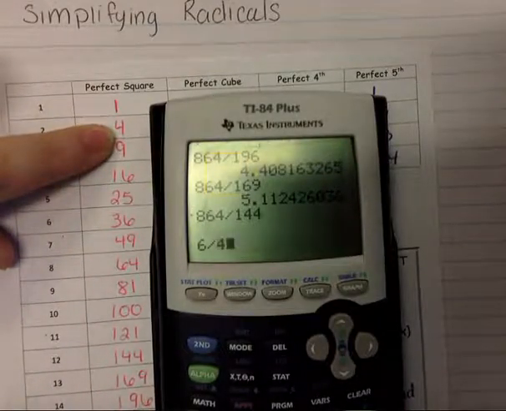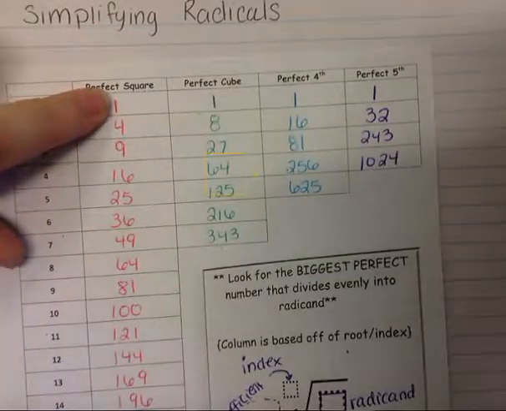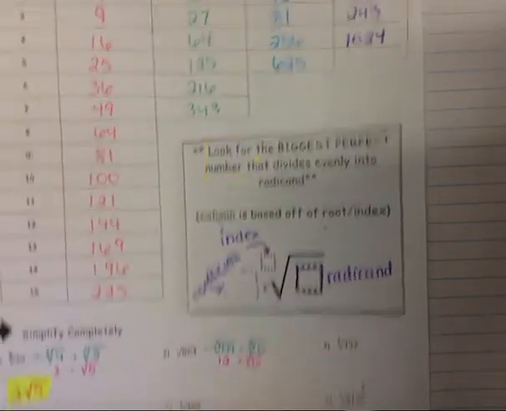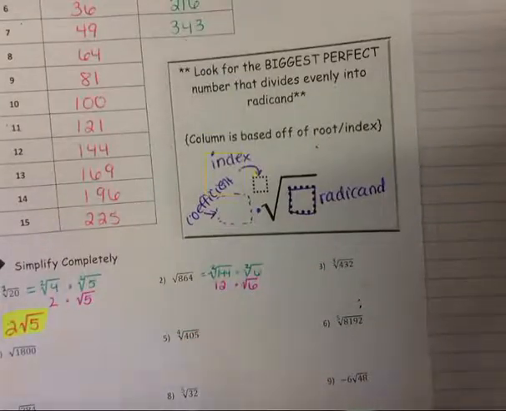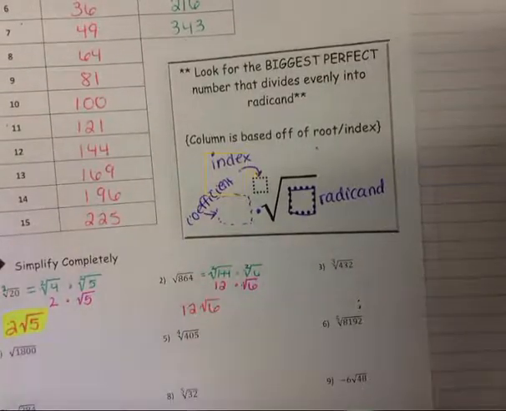6 divided by 4 gives us a decimal. So we know 6 divided by 1 is good. That means that the square root of 6 cannot be simplified further. That means that this is our final answer. We just write it as 12 square root of 6.